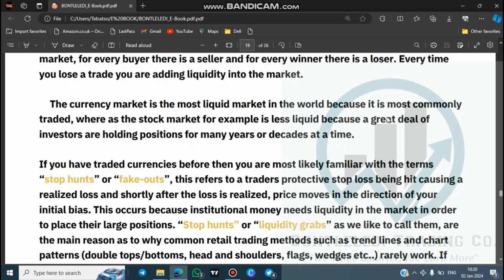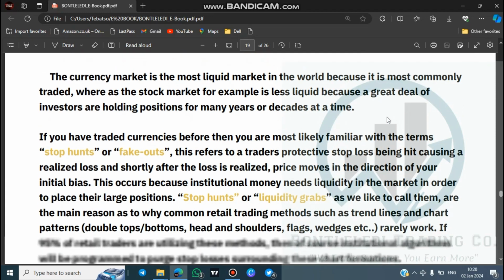If you have traded currencies before, then you are most likely familiar with the terms stop hunts or fakeouts. This refers to a trader's protective stop loss being hit, causing a realized loss, and shortly after the loss is realized, the price moves in the direction of your initial bias. This occurs because institutional money needs liquidity in the market in order to place their large positions. Stop hunts, or liquidity grabs as we like to call them, are the main reason why common retail trading methods such as trend lines and chart patterns, double tops, double bottoms, head and shoulders, flags and wedges really work.